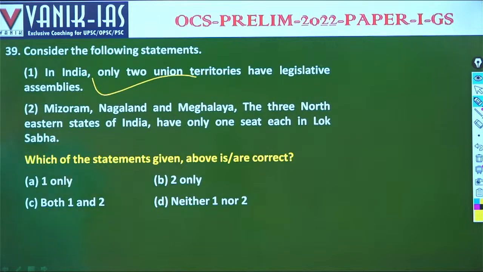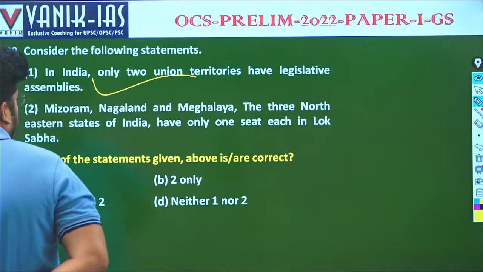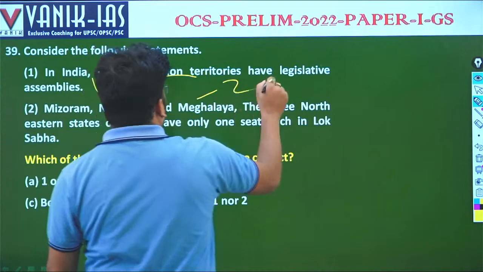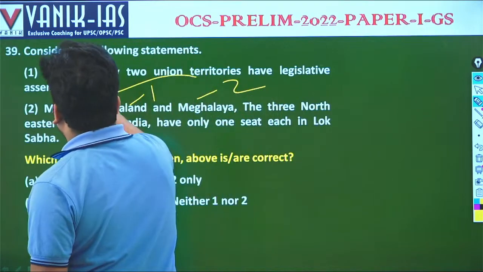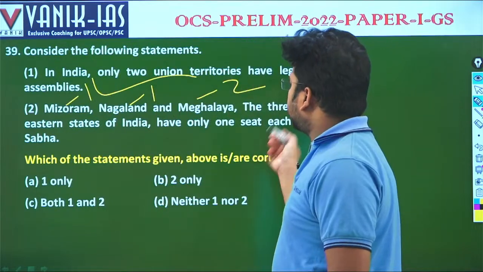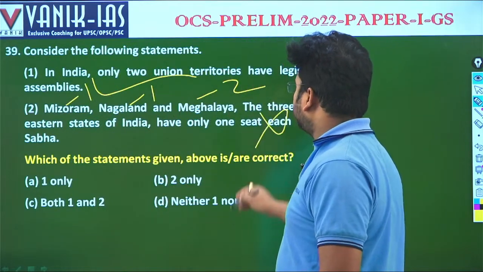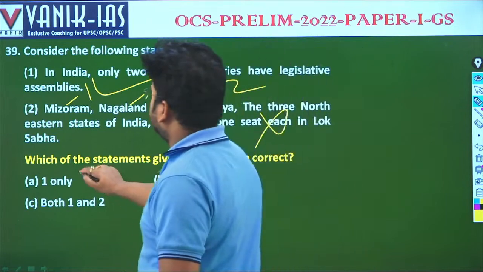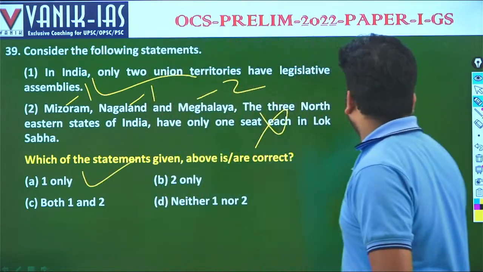Mizoram, Nagaland and Meghalaya. The 3 northeastern states of India have only 1 seat in Lok Sabha. Right? Meghalaya has 2. Nagaland has 1. Mizoram has 1. Manipur has 2. Arunachal Pradesh has 2. So the second statement is wrong because Meghalaya has 2. So 1 only is the answer. They are very small states. Okay.